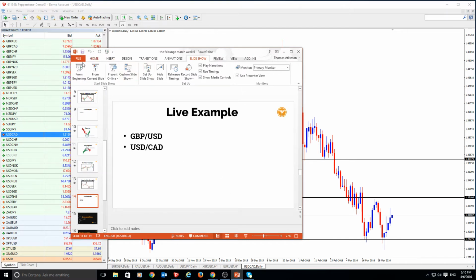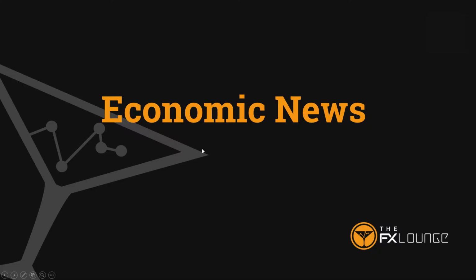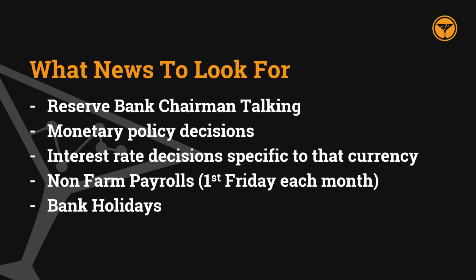So let's jump back into the slides for a second. I just wanted to focus on some of the economic news that's been coming out. As we always say, the news that we want to look for: Reserve Bank talking, whoever the chairman is, them coming out and saying something very important, monetary policy decisions, interest rate decisions, and of course the non-farm payrolls, which happened last week, where we saw the figures come out and now they're starting to create the trend.